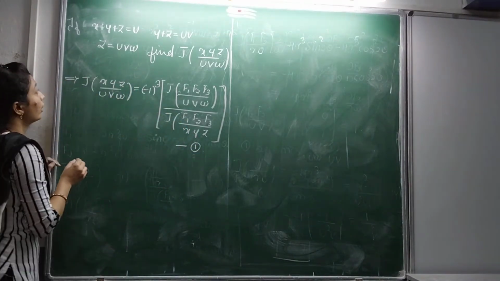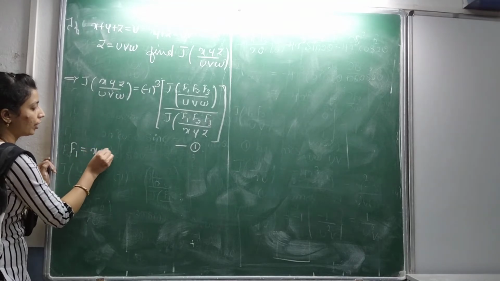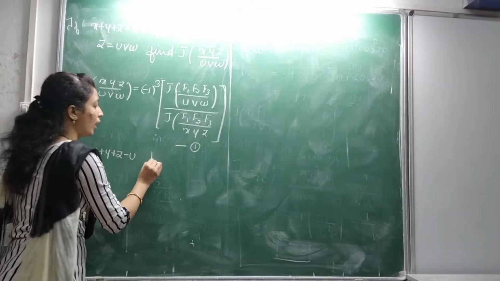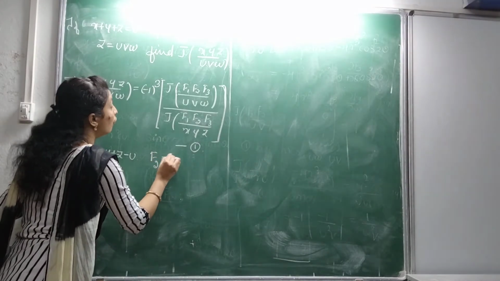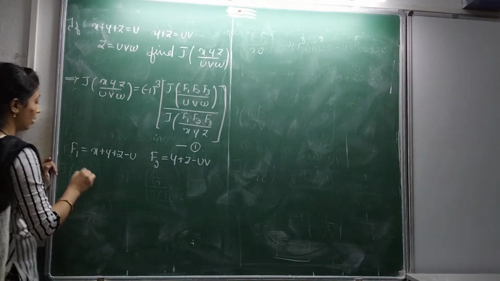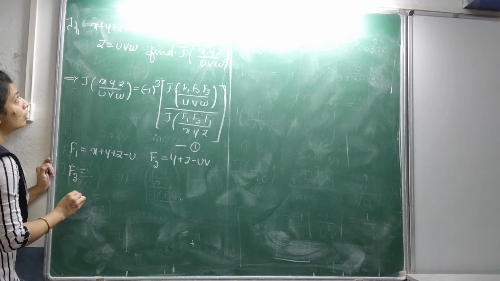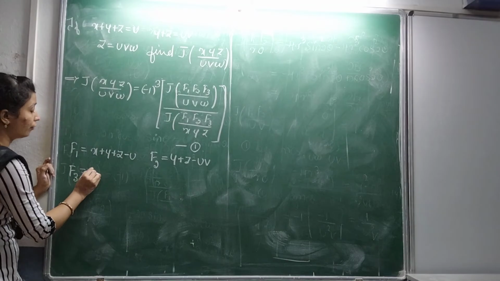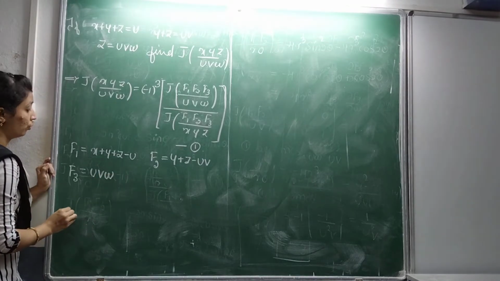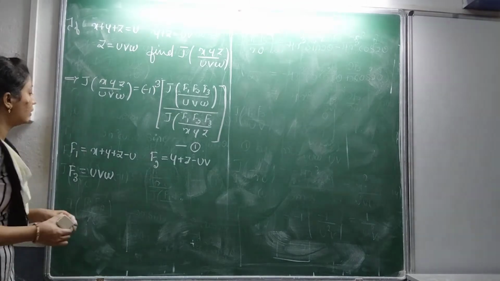So the above equation can be written as f1 = x + y + z - u, f2 = y + z - uv, and f3 = uvw. Sorry, f3 = z - uvw.